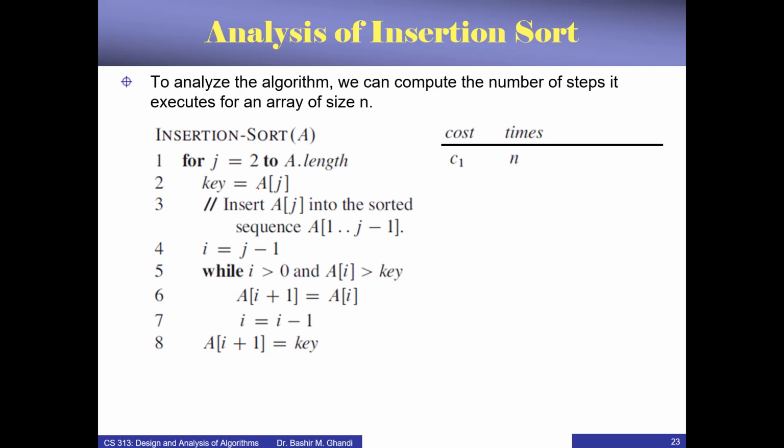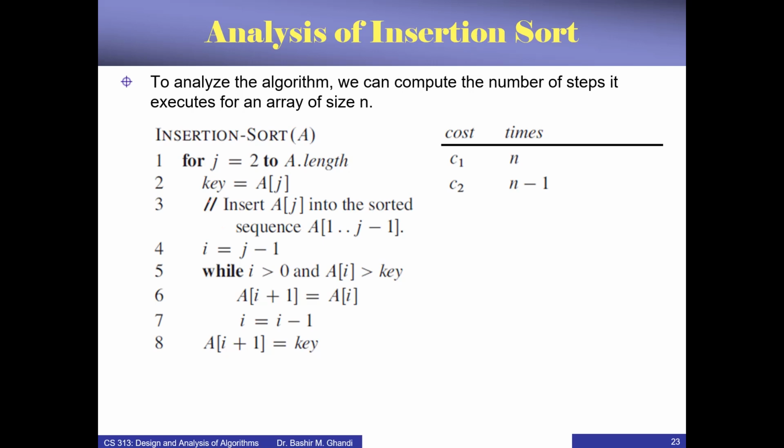The second statement is a simple assignment, similar to what we saw in the first example. So the cost is constant. We're going to call it C2, and clearly it's going to execute the same as the number of times the body of this loop will execute, which is n minus 1. So we will have C2 times n minus 1.